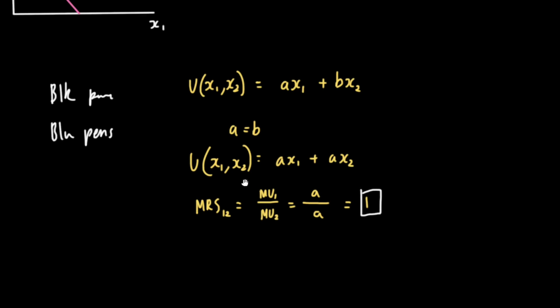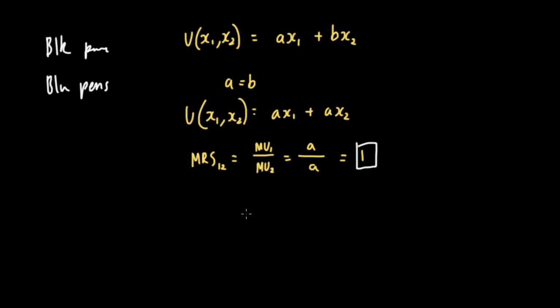And it is independent of x1 and x2. Meaning the MRS here is actually just a constant which does not change as we consume more or less of good 1 or good 2. So here, the consumer is actually willing to substitute one blue pen for one black pen at any point of the same indifference curve. Another example I want to give is notebooks.